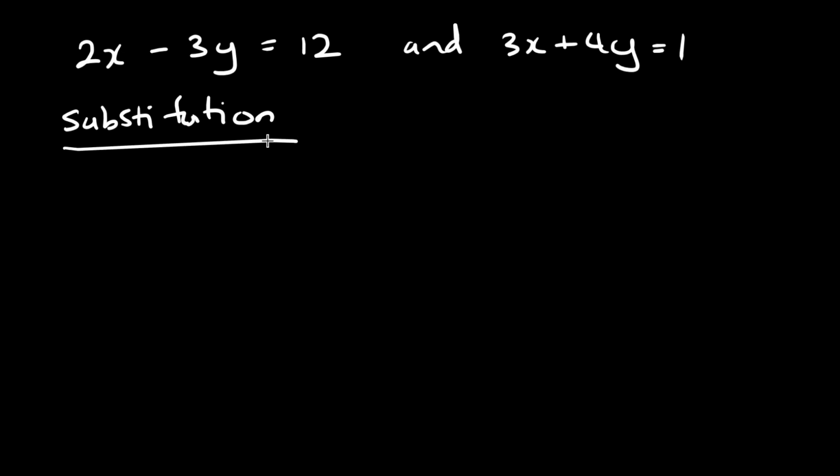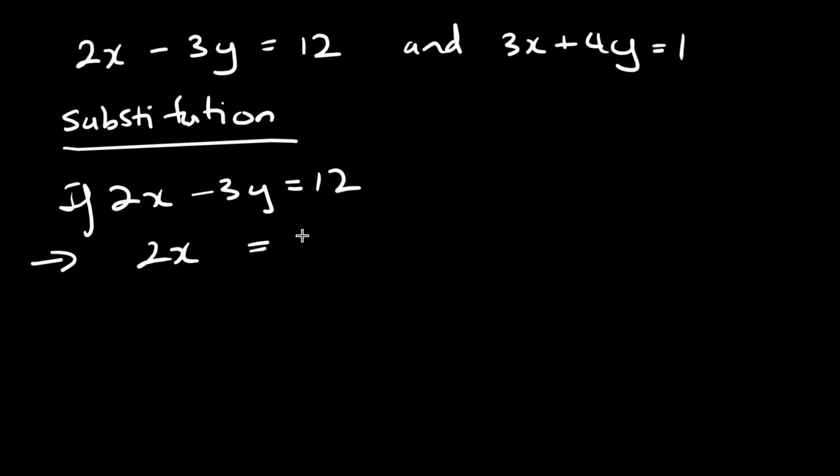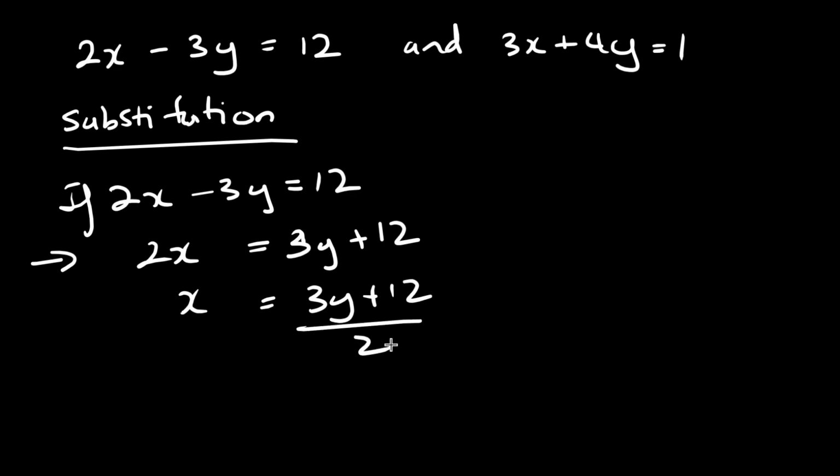All right. So we're substituting. What can we substitute? Again, we don't have anything nice, nothing neat. So we're just going to substitute. I'm going to go for the first equation. And I'm going to say if 2x minus 3y is equal to 12, this implies that 2x is equal to 3y plus 12, right? Which means x is equal to (3y plus 12) over 2.